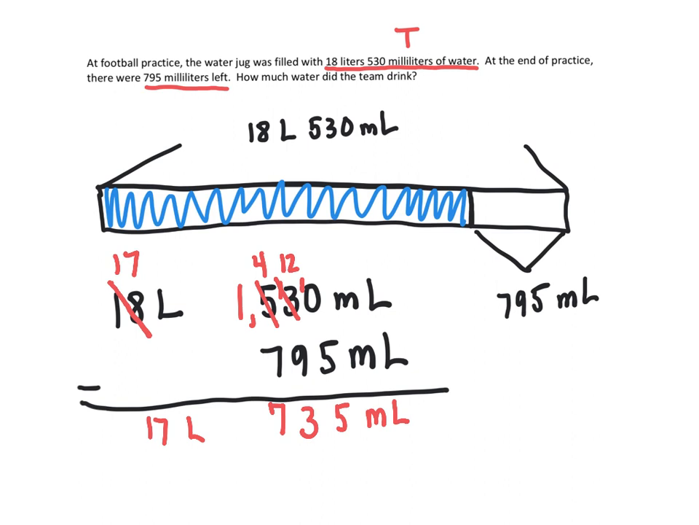So how much is left? How much did the team drink? They drank 17 liters and 735 milliliters. And in this question, they didn't ask us for smaller amounts. So I'm just assuming we can leave it as a mixed amount.